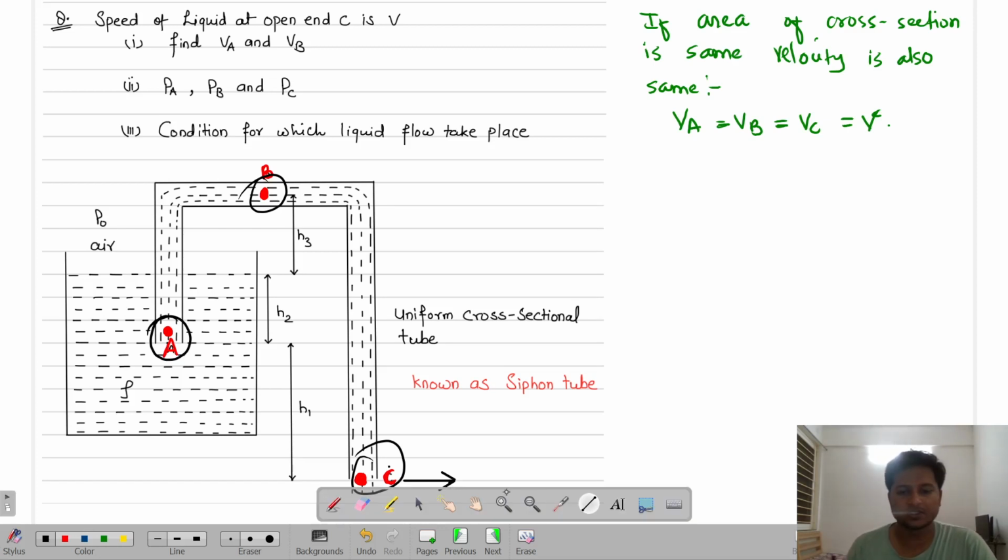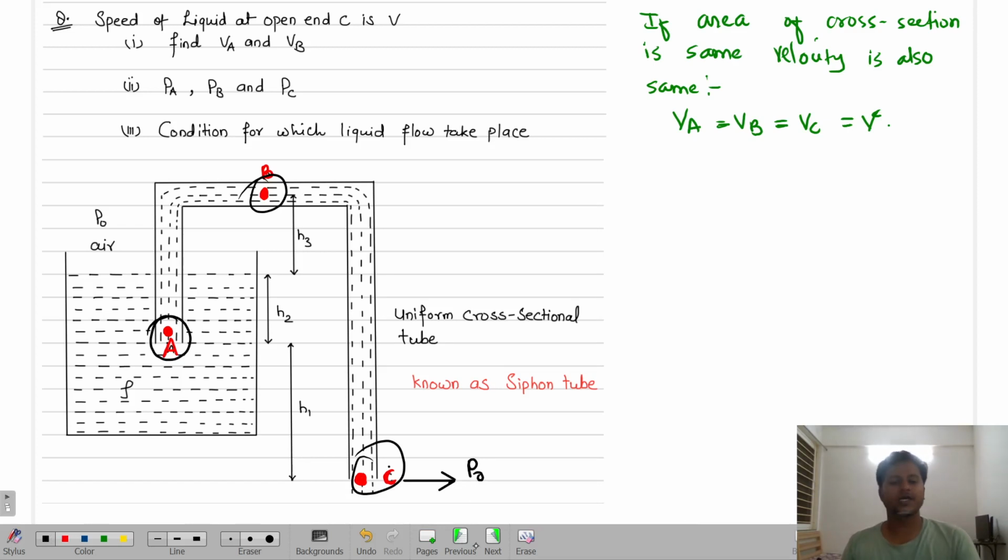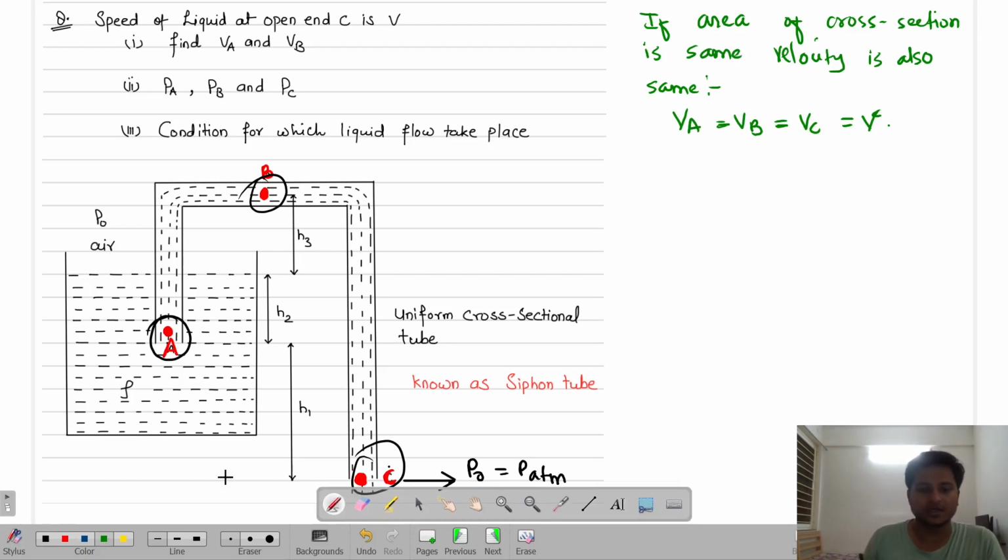Awesome. Now your concepts are really great. Who said your physics was weak? So it has equal to atmospheric pressure. These are the questions which are of JEE Advanced and you can handle them in a very awesome way.